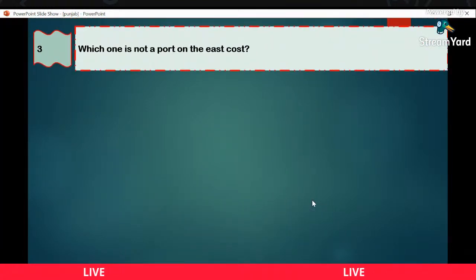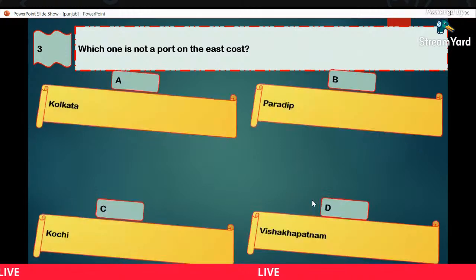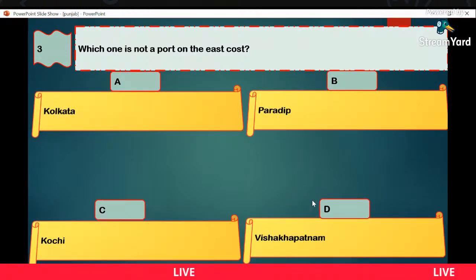Next, which one is not a port on the east coast? Calcutta, Paradip, Kochi, Visakhapatnam. What is the correct answer for question number 3?